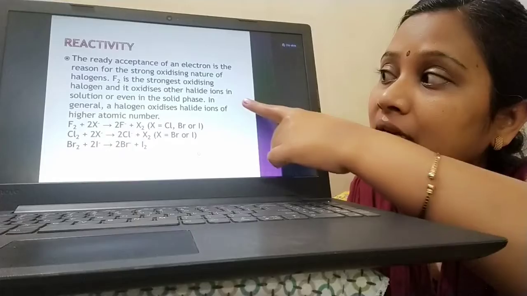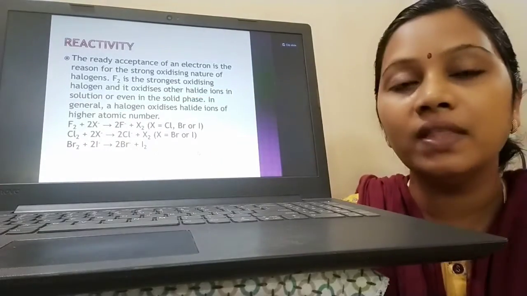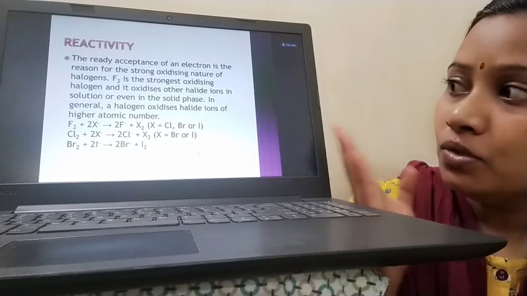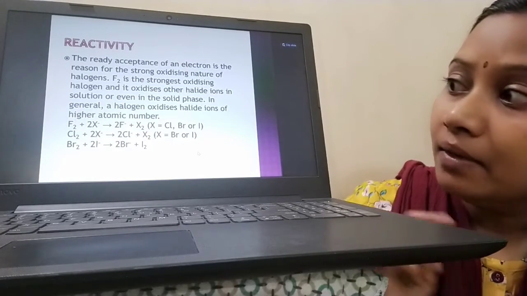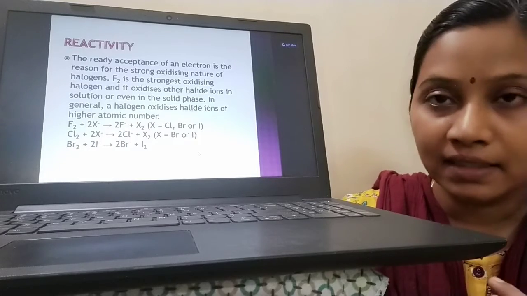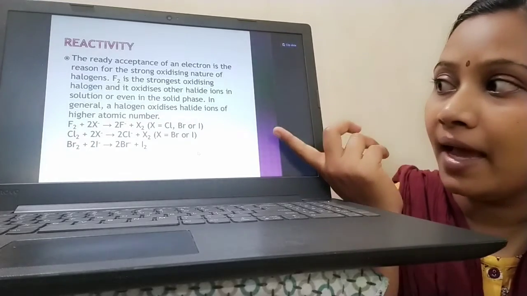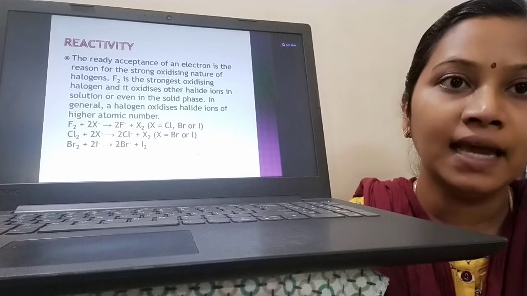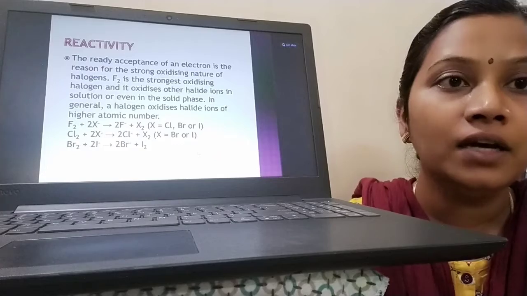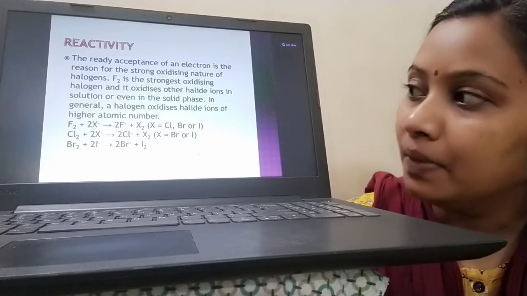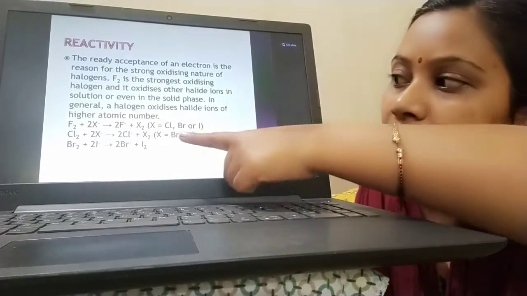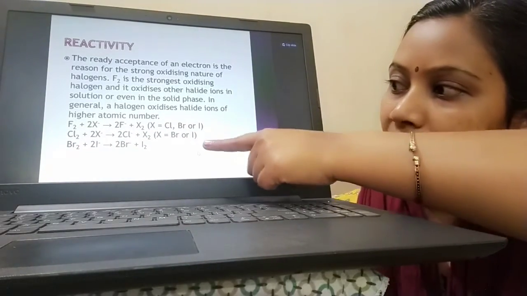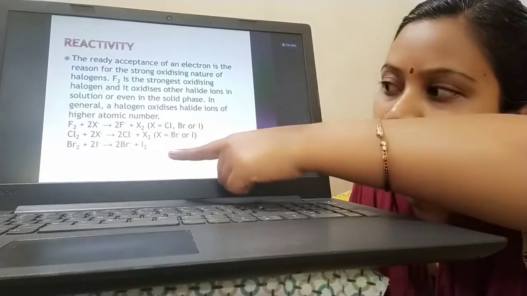It has the ability to oxidize other halide ions when they are present in solution form or in solid form. When you look into the general rule, a halogen can oxidize other halides provided they have a higher atomic number. For example, fluorine can oxidize chlorine, bromine or iodide. Chlorine is able to oxidize bromide and iodide, and bromine is able to oxidize iodide.